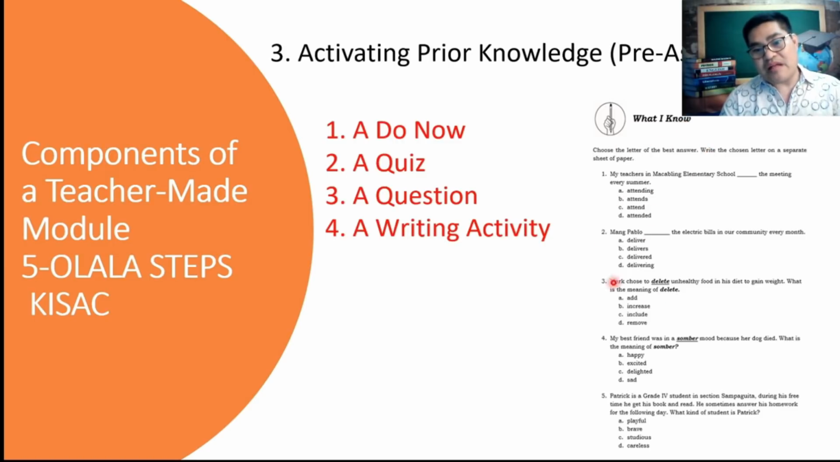By answering the following question, this will measure the level of their present knowledge. Where are they in their level of performance, so that you can address whether they are ready to answer your modules or they need what. Okay, so that is step 3, activating prior knowledge.